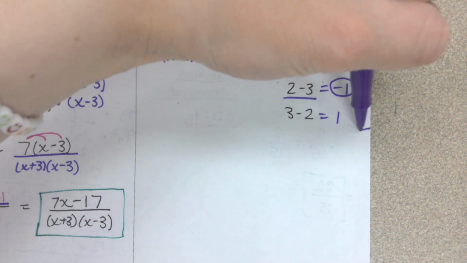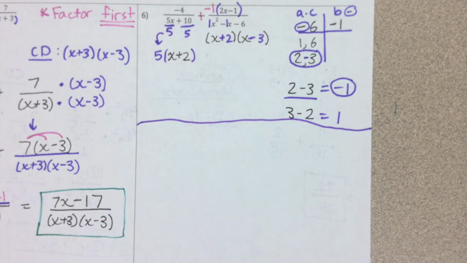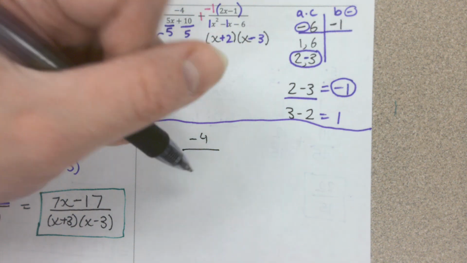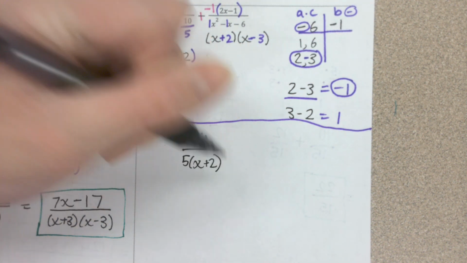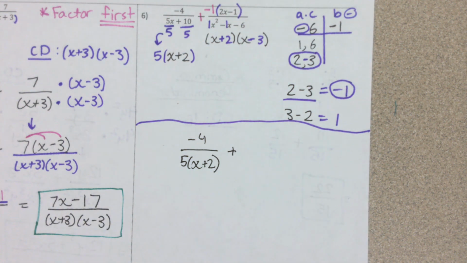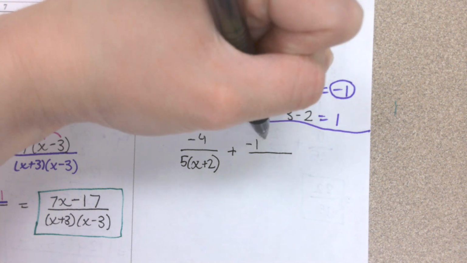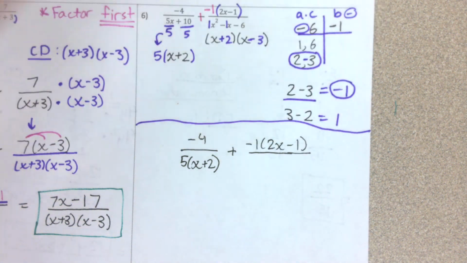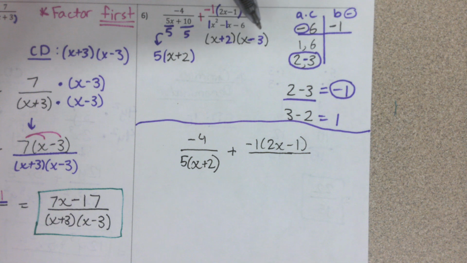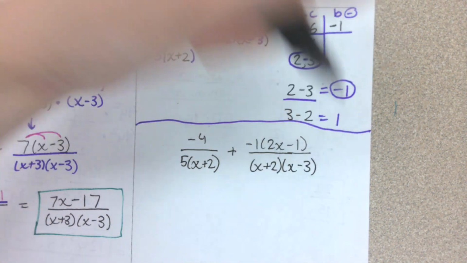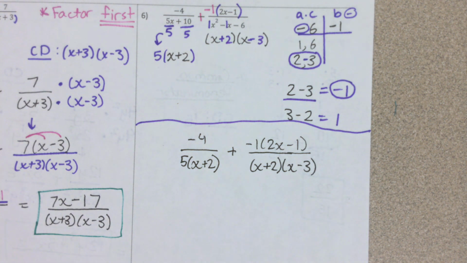That was a lot all at once, so I'm going to take a moment, take a step back, and write the problem again, but with the new information. We have negative 4 over the new denominator, 5 times x plus 2. Remember, we changed this to addition, plus, on the top we have negative 1 times 2x minus 1. On the bottom we now have these factors, x plus 2, x minus 3. This is the current problem that we're looking at.